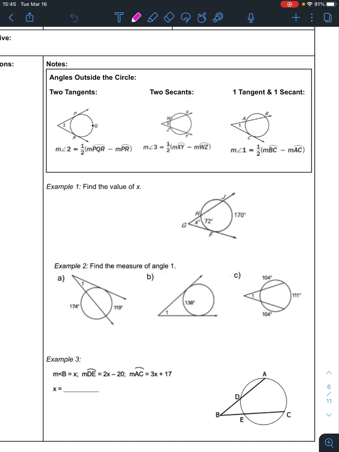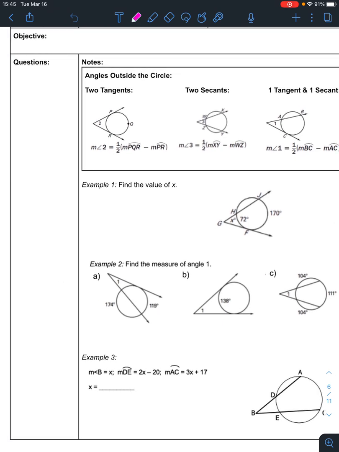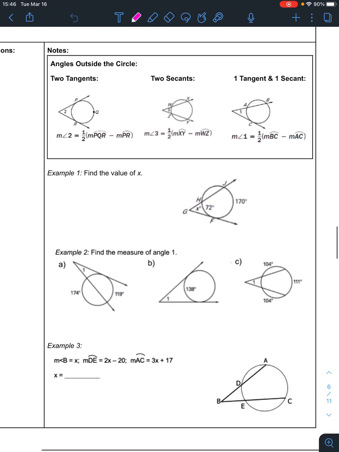The last of the circle theorems that we're going to talk about have to do with angles whose vertex is outside the circle. So we've talked about when the vertex of the angle is the center of the circle, the central angle equals the intercepted arc. We've got when the vertex is on the circle, and the angle is equal to half of the intercepted arc. We talked about what happens when the vertex is inside the circle. The angle is equal to half the sum of the intercepted arcs.